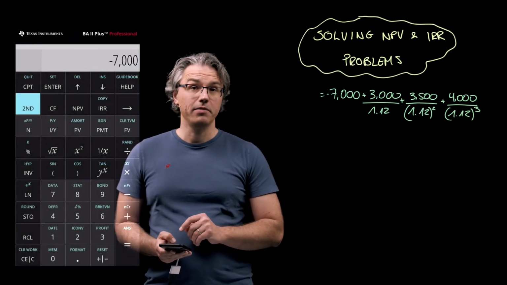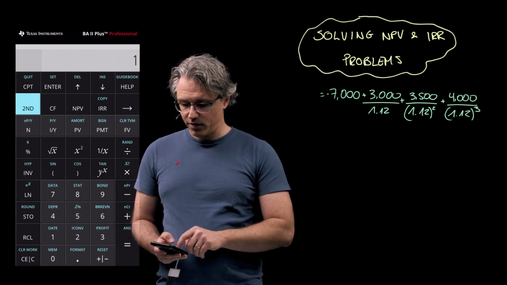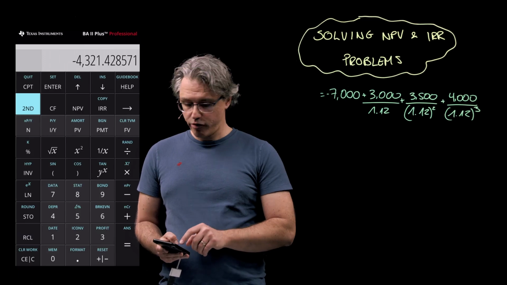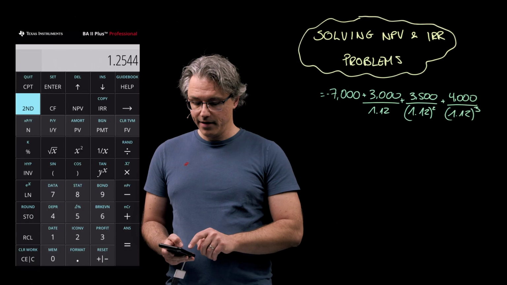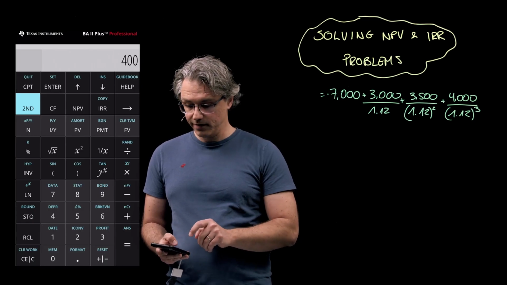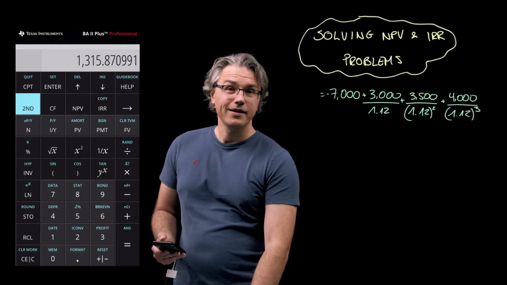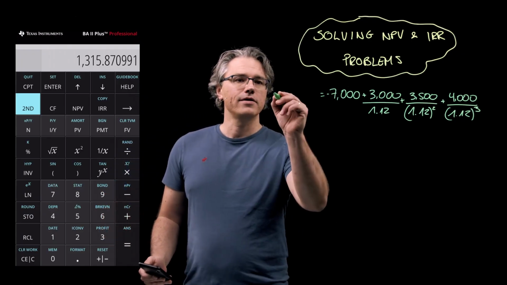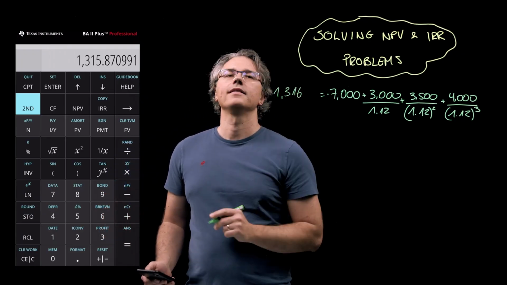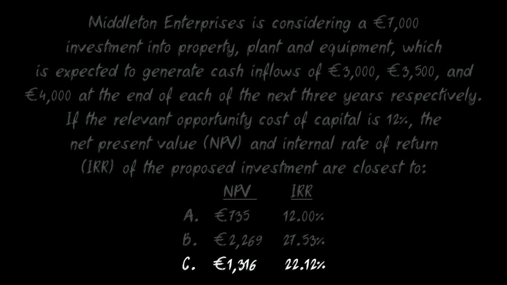7,000 followed by the plus minus sign to make it negative plus 3,000 divided by 1.12 plus 3,500 divided by 1.12 squared and 4,000 divided by 1.12 to the power of 3. And I can see the result coming in at, well, roughly 1,316, which, if we inspect the possible solutions to this problem, suggests answer C.